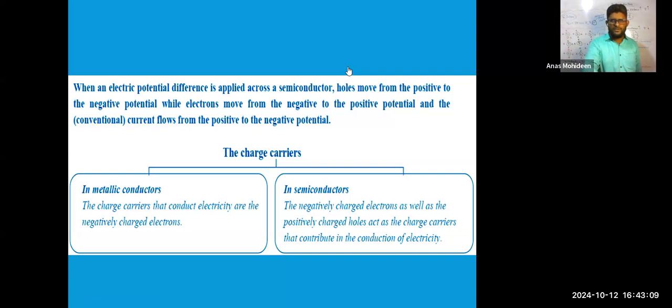Umar, which is the part you want me to repeat? These two. Free electrons. For free electrons, you have to write: act as the negative charge carriers. Free holes, you have to write: act as the positive charge carriers. Free holes act as the positive charge carriers.